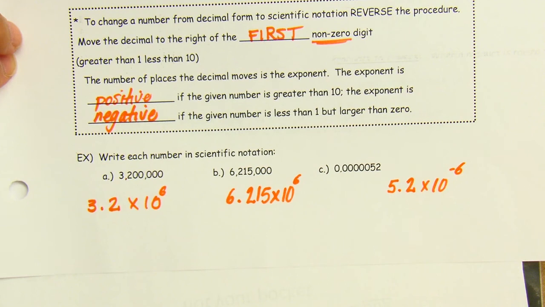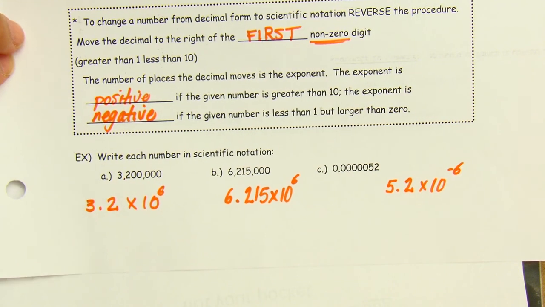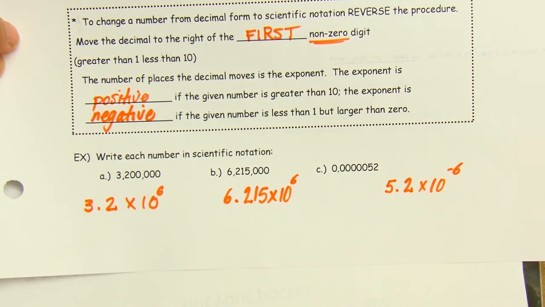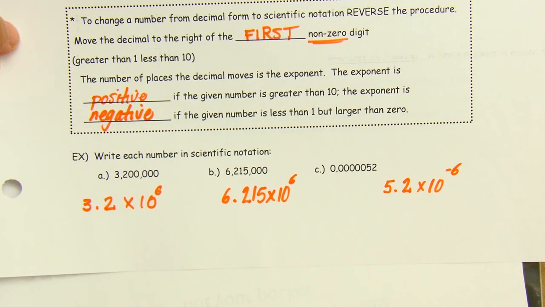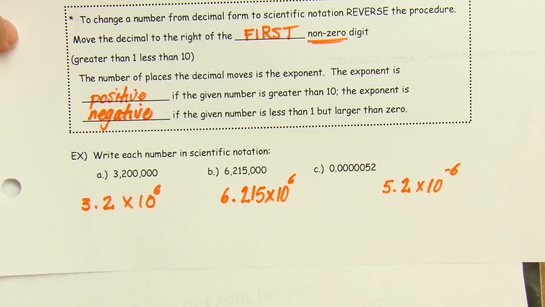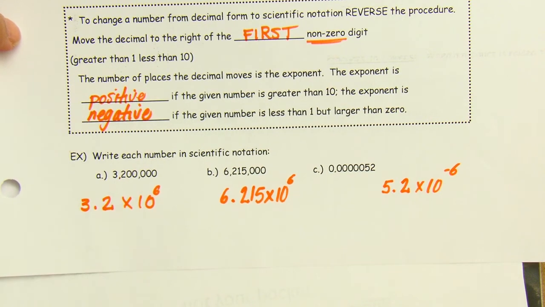So get some practice with those. Wrap your head around which way this is going to move, left or right, because sometimes students just mix it up. They never really just get it. So don't let that happen to you. Okay, side 2.